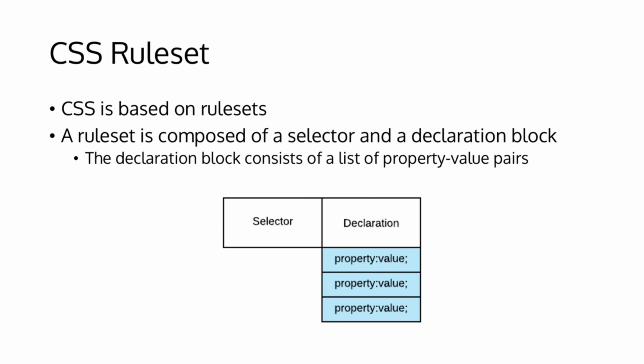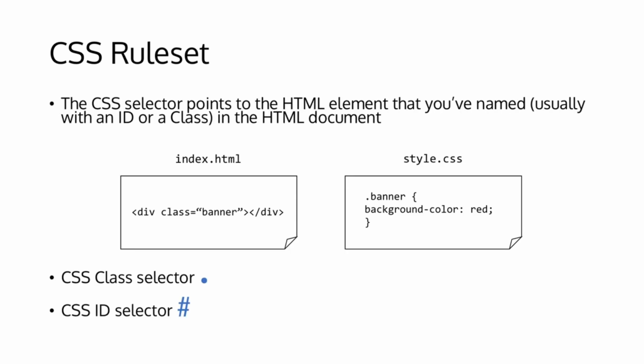CSS is made up of rule sets. A rule set is the combination of a selector and a declaration block. Inside the declaration block, we list property value pairs. Let's take a look at what that looks like.